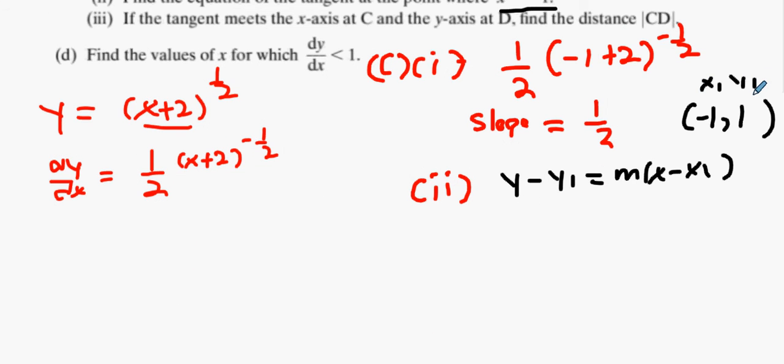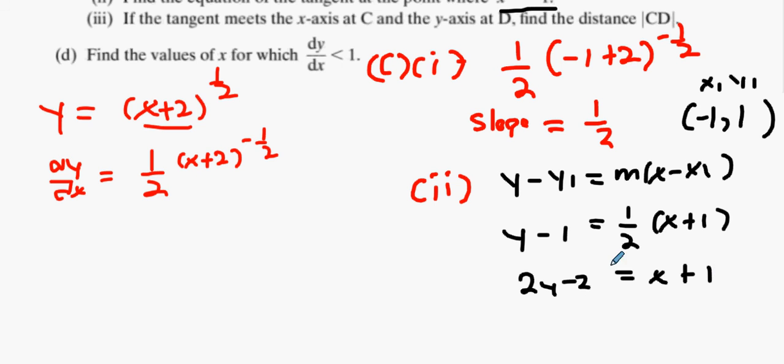Heyman, what's the slope at this point? Okay? A half, exactly. So now you're at y minus 1 equals a half into x plus 1. 2y minus 2 equals x plus 1. Minus x plus 2y minus 3 equals 0. Who got that? Right, good job.